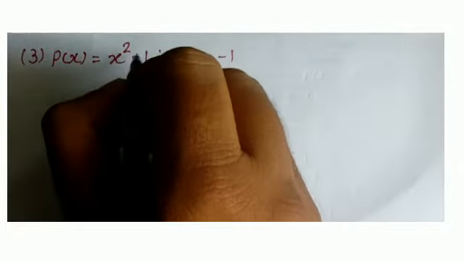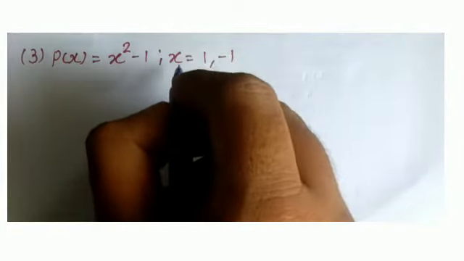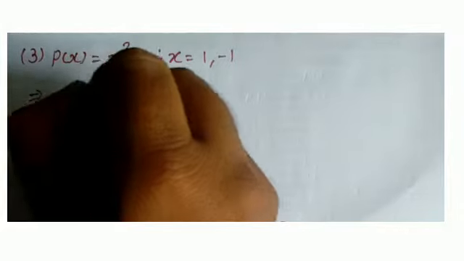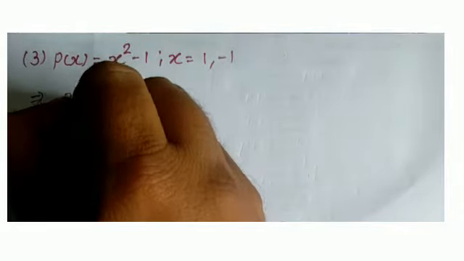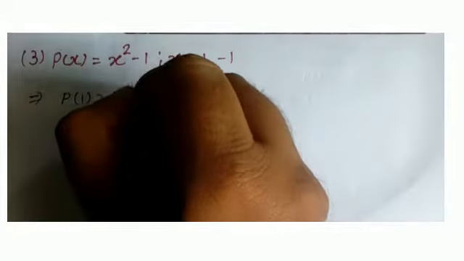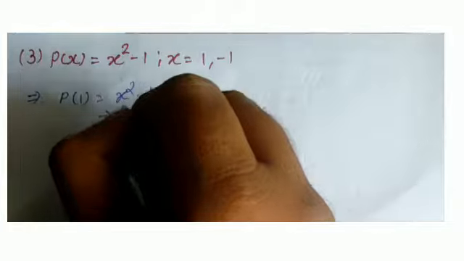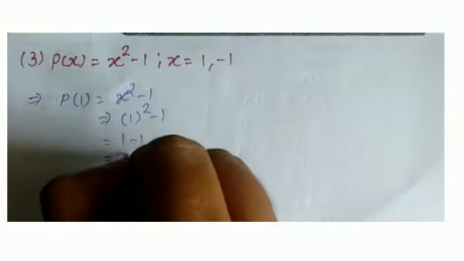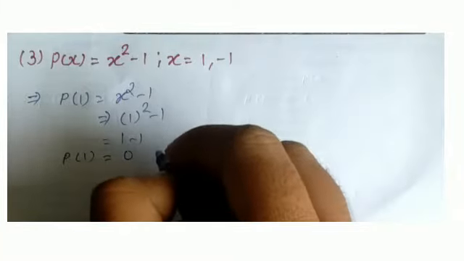Now next question. P of x is equal to x square minus 1, where x is equal to 1 and minus 1. So first take x is equal to 1. So P of 1 equal to x square minus 1. That's why we can write 1 square minus 1 equal to 1 minus 1 equal to 0. So value of P of 1 is equal to 0. So this is a zero of our polynomial.